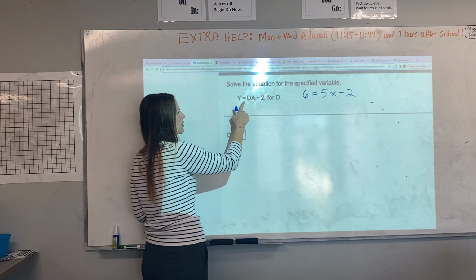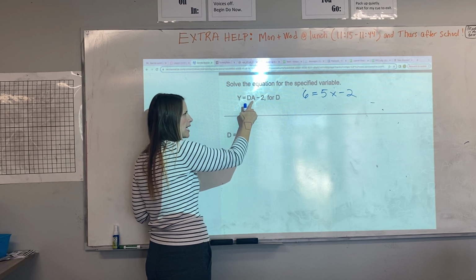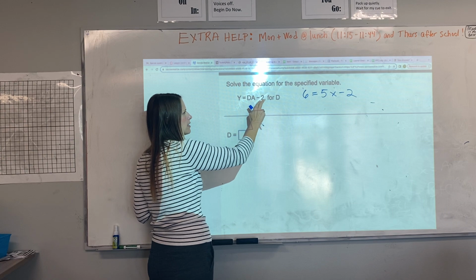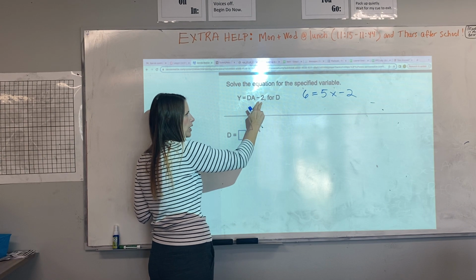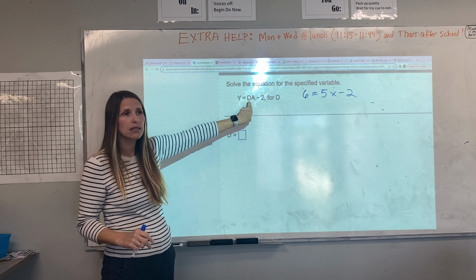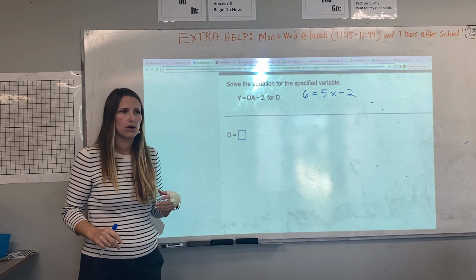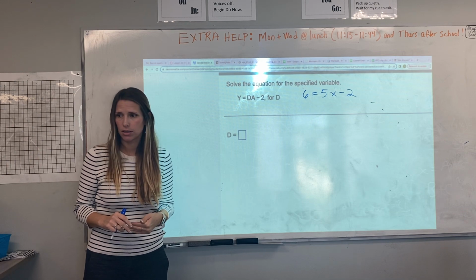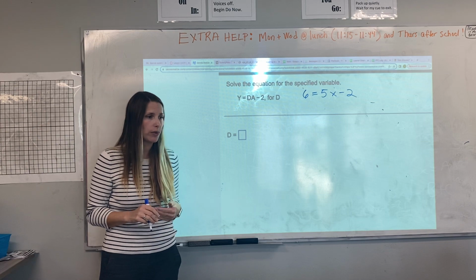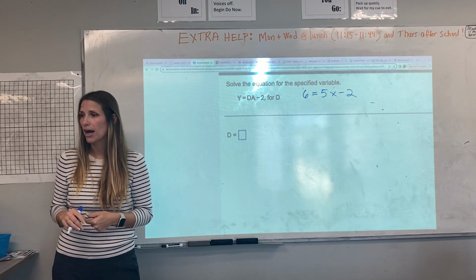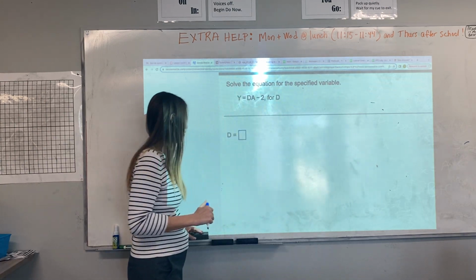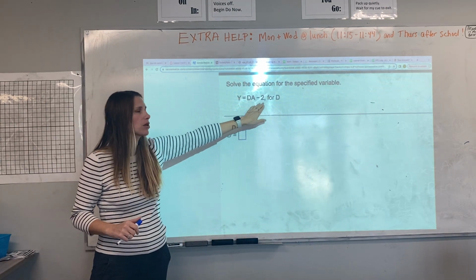We have y equals d times a, and then that product is being subtracted by 2. So there are 2 operations, multiplication and subtraction. Are we going backwards to solve this? Yes, we are undoing it. So we have to go backwards order of operations. Which one do I take care of first? The multiplication part or the subtraction?